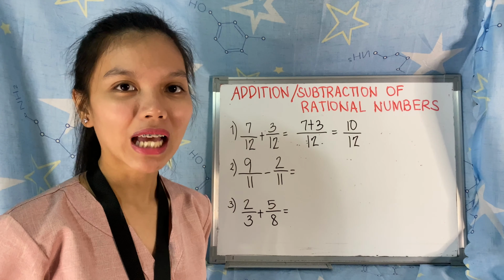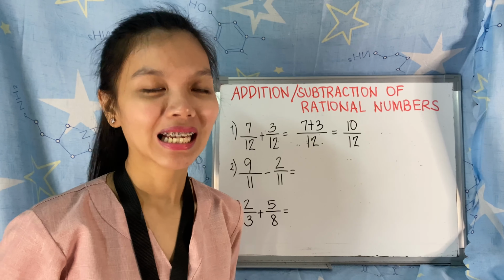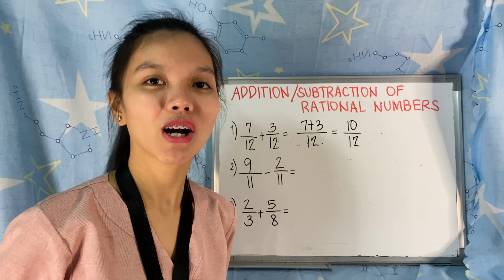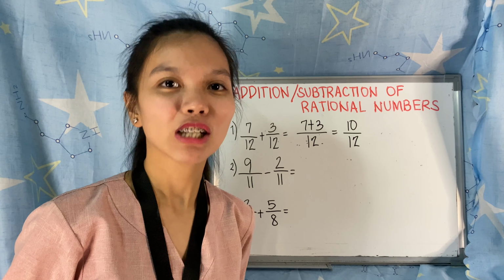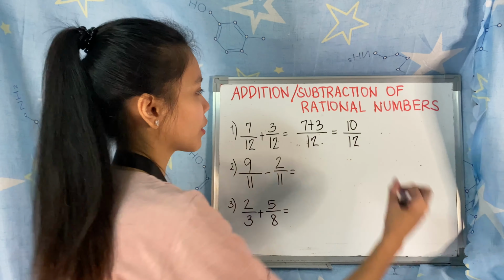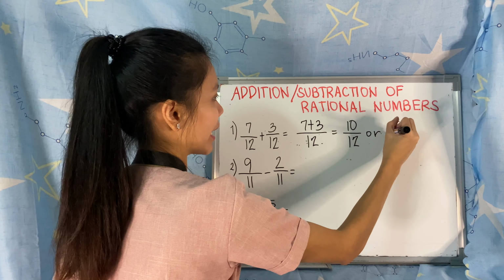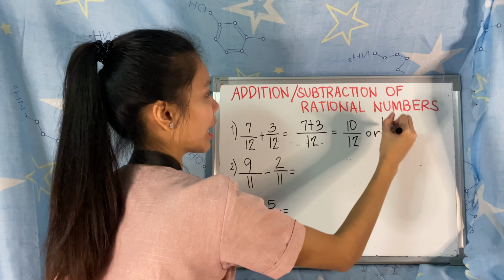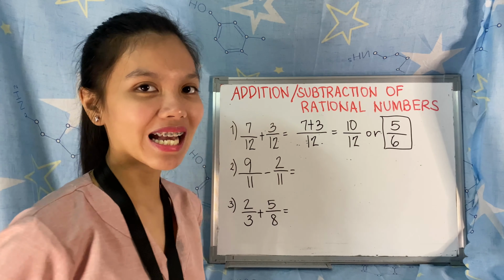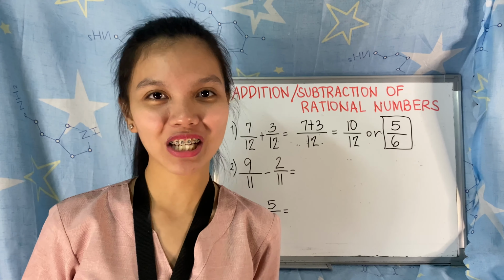Then, look at our sum. Can we simplify it? Yes, we can simplify it because 10 and 12 are both divisible by 2. Very good. So, if we divide it by 2, 10 divided by 2 is 5, and 12 divided by 2 is 6. Therefore, our simplified form is 5/6. Okay, kuha nyo. Very good.